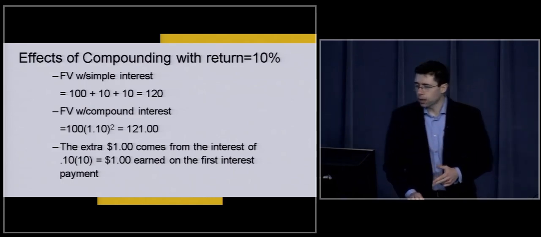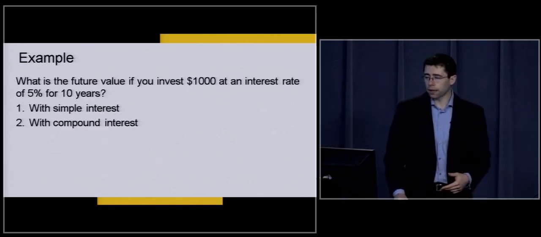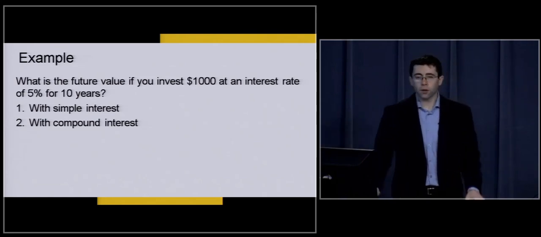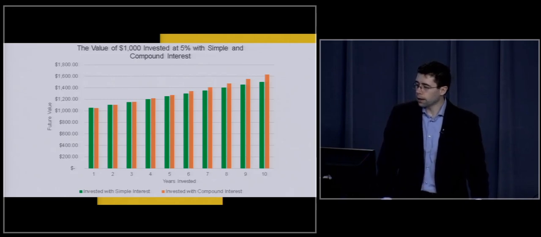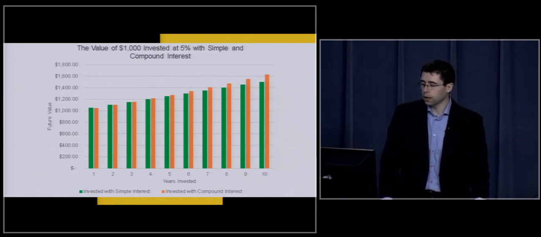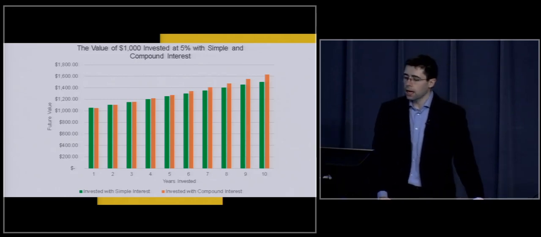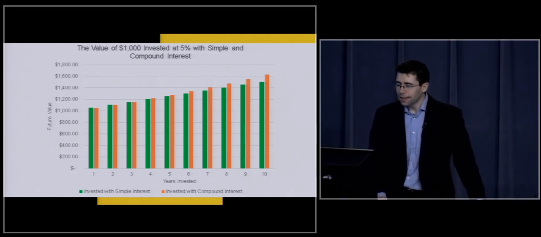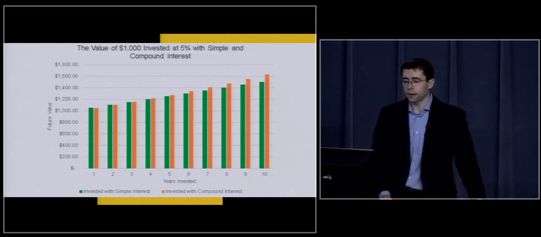All right, so let's look at an example. What is the future value if you were to invest $1,000 at an interest rate of 5% for 10 years with simple interest versus with compound interest? Well, what I've gone ahead and done is calculate the answer to this problem in Excel. So in green, we have the future value of the investment, assuming simple interest. The peach color indicates the future value of the investment at the end of each year, assuming compound interest. Now notice that in the first several years, the future values are relatively similar.